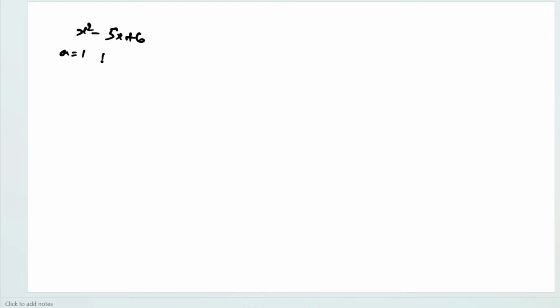Why? No, sir, it's facing up, sir. Why? Because A is greater than 0. That's it, don't worry about anything else. A is greater than 0, facing up. Okay? Yes, sir. It is facing up firstly.